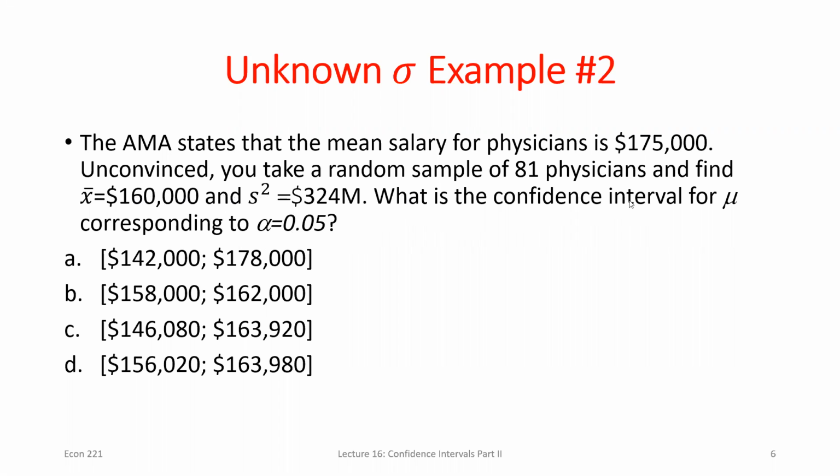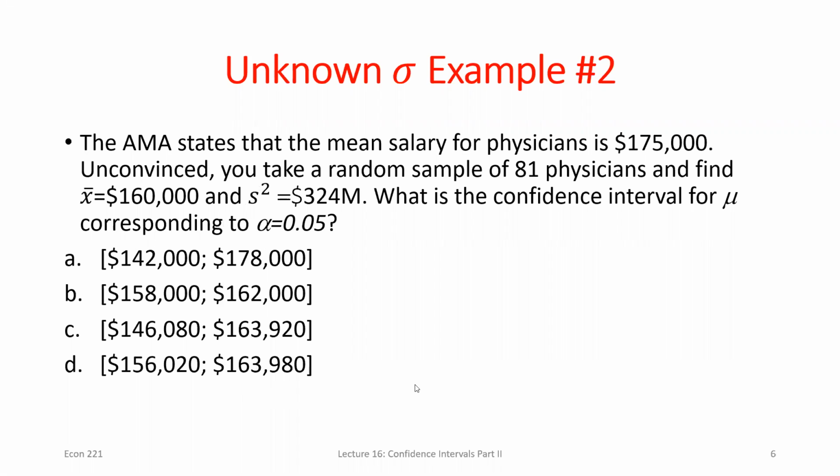So if I wanted to find the confidence interval for the true population mean at an alpha of 0.05, I'm building a 95% confidence interval. I've got my sample mean. I know I'm going to base my confidence interval around that.